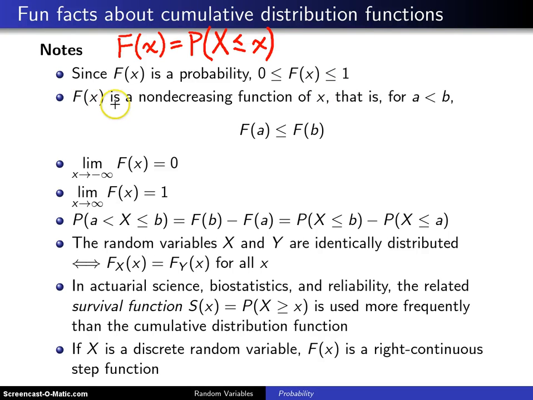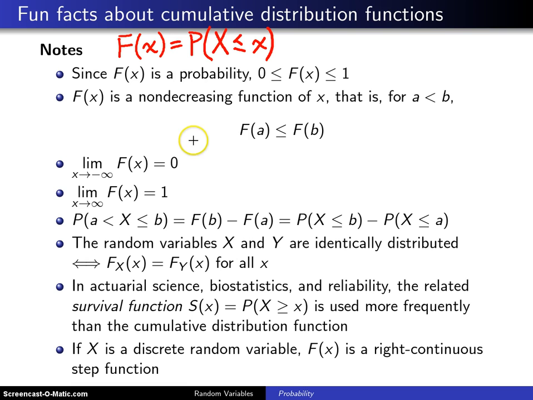Second of all, F(x) is a non-decreasing function of x. That is, for a less than b, F(a) is less than or equal to F(b). Third, the limit as x goes to negative infinity of F(x) equals 0. Fourth, the limit as x goes to infinity of F(x) equals 1.